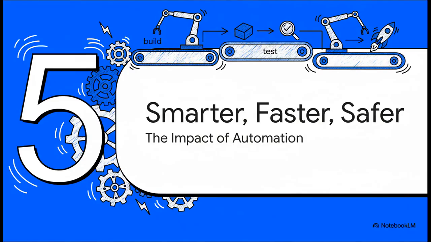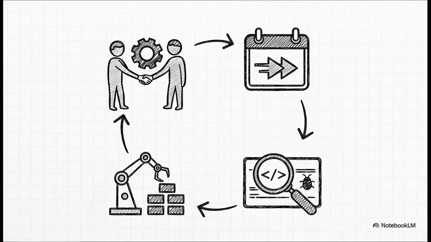Okay, so let's tie this all together now. We've seen the philosophy, we've seen the tools. What's the ultimate impact of all this? Well, it lets us create smarter, faster, and way safer release processes. At the end of the day, the payoff for all this automation is just massive. You're delivering new value to your users every week instead of every few months, which helps you outpace your competition.